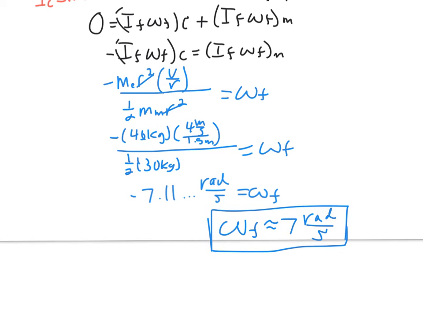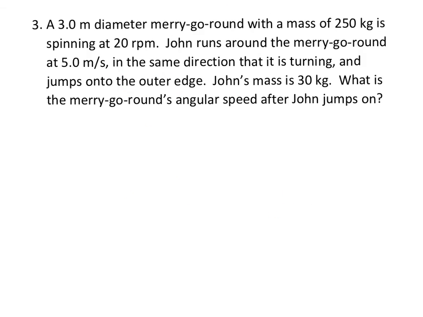Okay, if you felt okay with those two examples, then you can stop here. If you want to see more, I'll do 2 more. We have a 3 meter diameter merry-go-round with a mass of 250 kilograms spinning at 20 rotations per minute. John runs around the merry-go-round at 5 meters per second in the same direction that it is turning, and then jumps onto the outer edge. John's mass is 30 kilograms. What is the merry-go-round's angular speed after John jumps on?